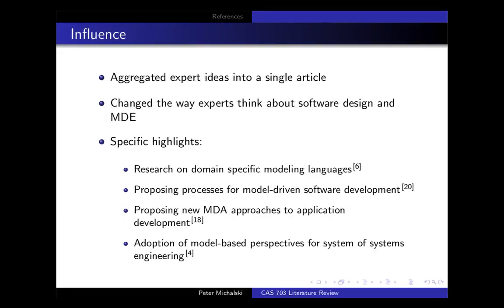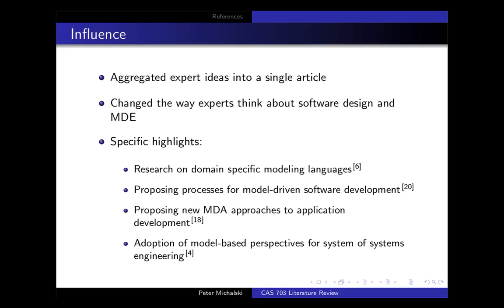Regarding influence of the article, although published only 1 year ago, the article has already had some impact on the field. As stated in the previous slide, it aggregated ideas surrounding challenges in the field as presented in these two events. These ideas from experts might not have had so much reach if they were not aggregated in the article. As we will see in the next page, the article was already referenced many times in its short life. It has helped MDE methodology experts further analyze the theory of software design, especially the challenges surrounding MDE.